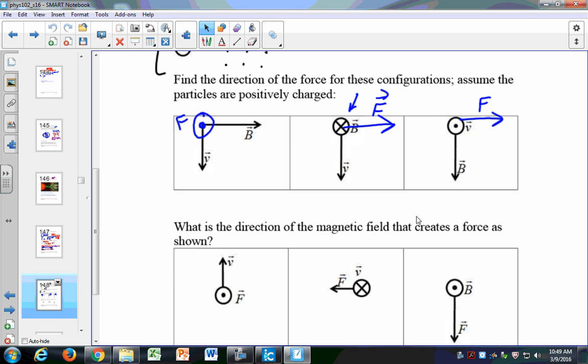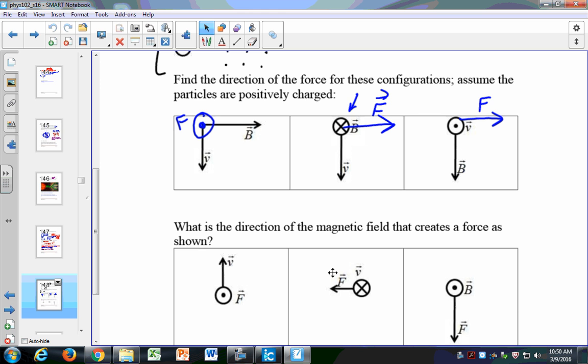And just to remind you, take the fingers of your right hand, put them in the direction of V, and then let them fold towards B. Your hand could be like this or like this, but you want your fingers to fold towards the magnetic field vector, and then your thumb gives the direction of the magnetic force vector. However, as I said, you can limit the answers to just two possible answers, either plus z or minus z, just by looking at the other two vectors and taking the coordinate that is opposite.